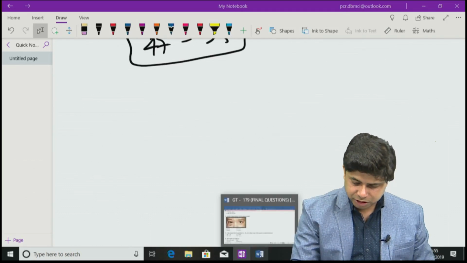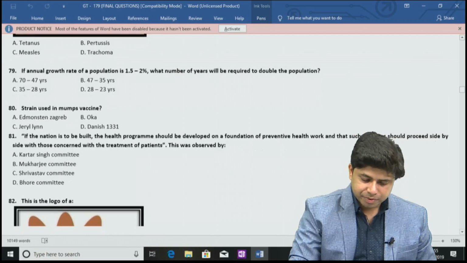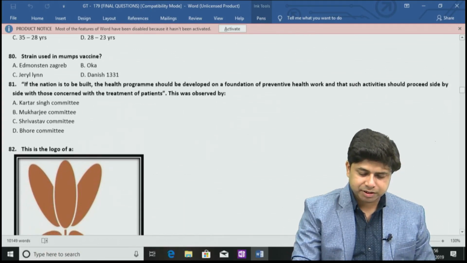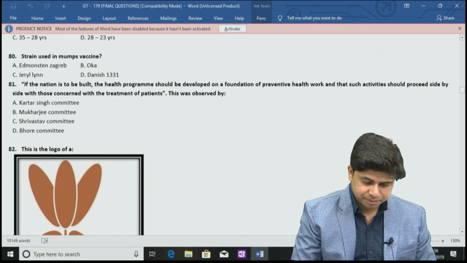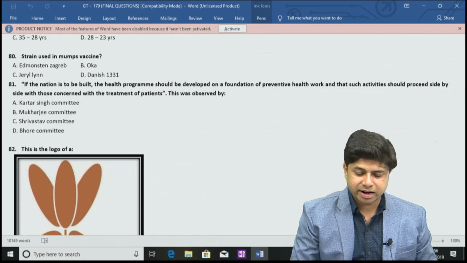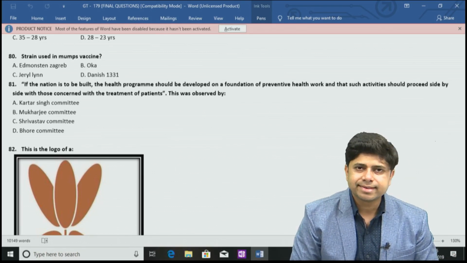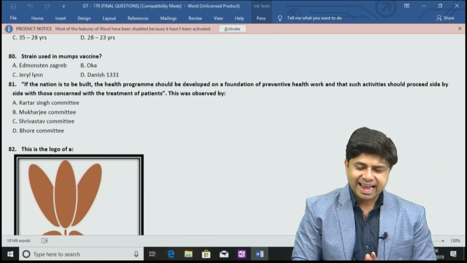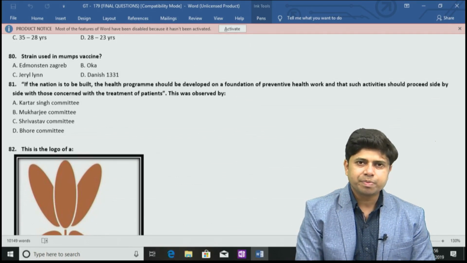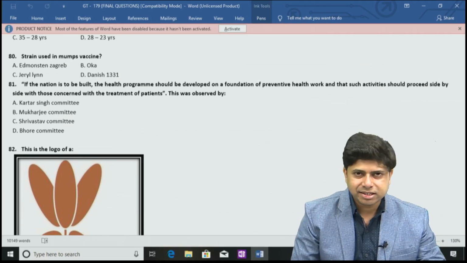So let's go to question number 80. Strain used in mumps vaccine. The strain used is Jeryl Lynn. Edmonston-Zagreb is used in measles. Danish 1331, we all know where it is used. Danish 1331 is used in BCG.